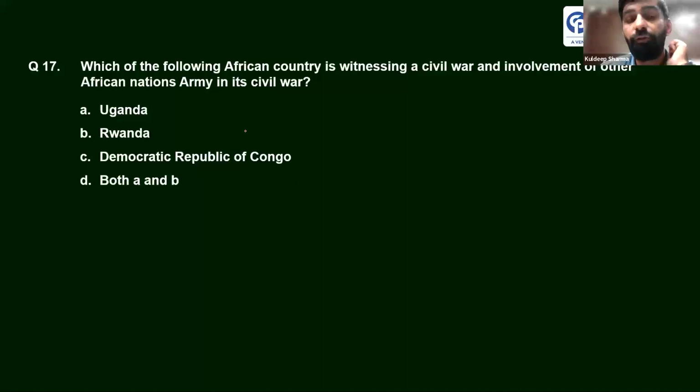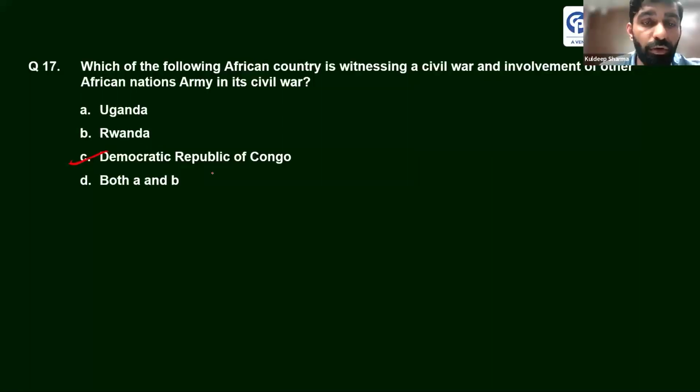Next question. Which of the following African countries is witnessing a civil war and involvement of other African nations' armies in its civil war? It is on the news a lot again. You have to tell me which country is seeing a civil war on its land, and many African neighboring nations are also taking part in it directly or indirectly. Four options: Uganda, Rwanda, Democratic Republic of Congo, or both A and B.